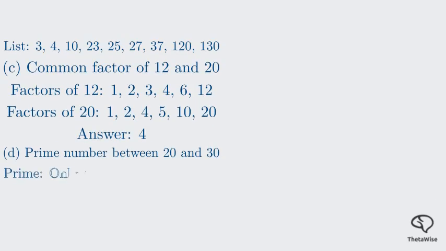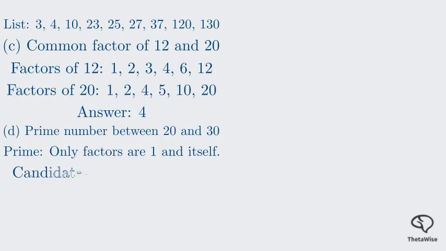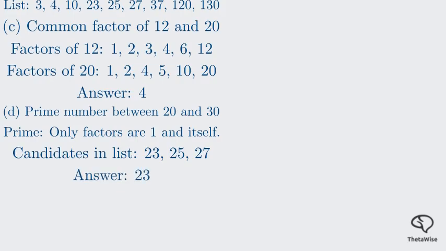Prime numbers only have two factors, 1 and themselves. The numbers between 20 and 30 in the list are 23, 25, and 27. 25 is 5 times 5, and 27 is 3 times 9. 23 has no other factors, so the answer is 23.